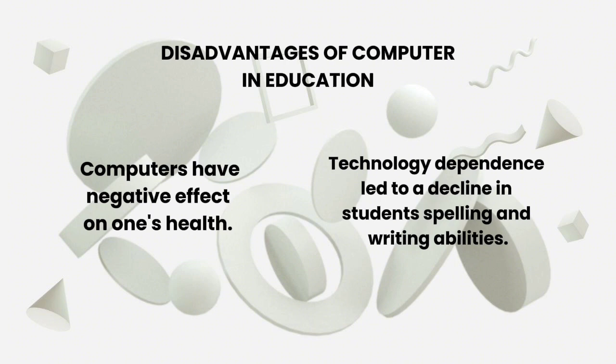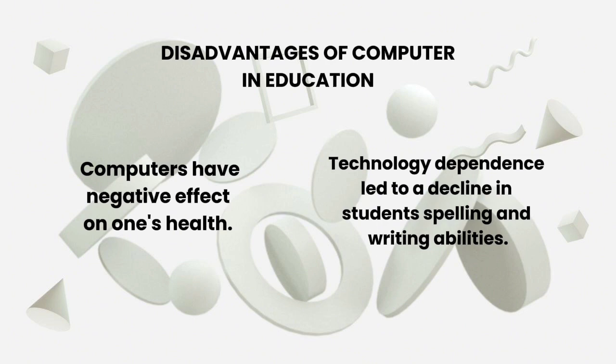As a lot of people use computers as a mode of communication and a source of information, people often experience being bullied online, being scammed with wrong information, and with the high amount of radiation we can get from the computers. Next, technology dependence led to a decline in students' spelling and writing abilities.